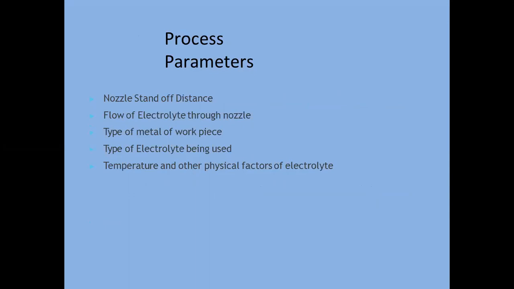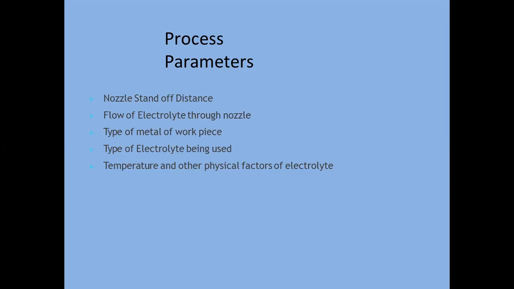What are the process parameters? Nozzle standoff distance, these we already know. Flow of electrolyte through the nozzle, that means velocity and pressure of the electrolyte which we maintain while we supply it. Type of metal of the workpiece we are machining. Type of electrolyte being used. With sulfuric acid, we need to maintain some pressure or temperature; nitric acid differs.